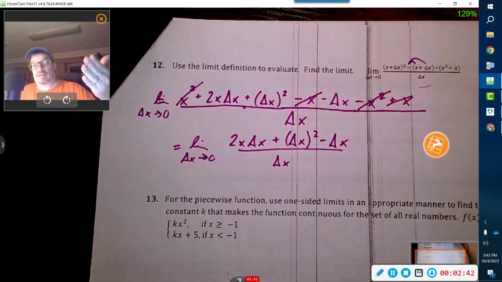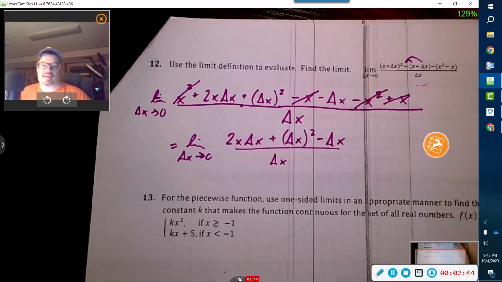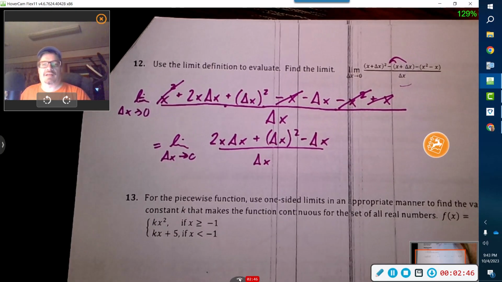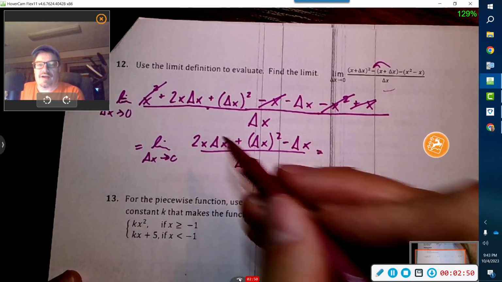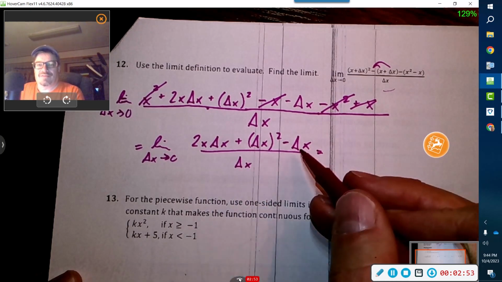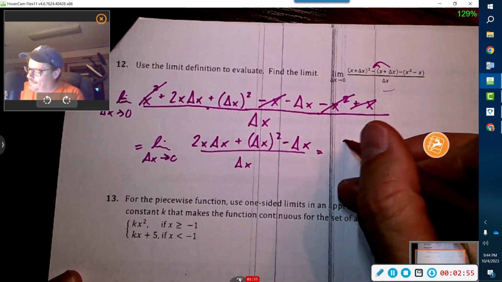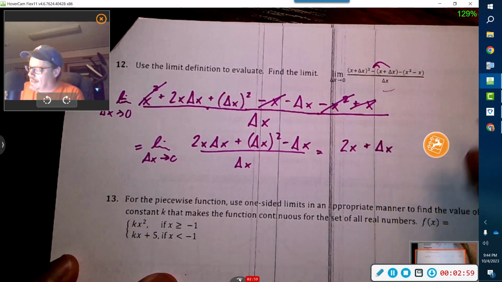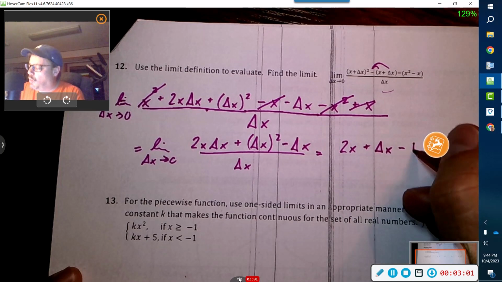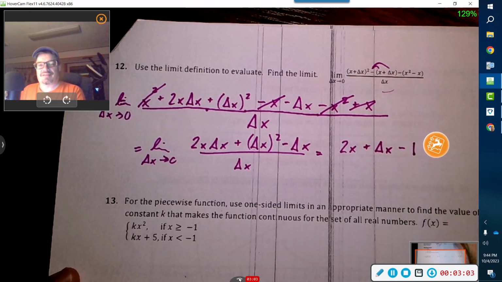And guess what they all have in common? A delta x. So we're going to pull a delta x out of each and every one of them. And so this guy will divide into there, he'll divide into there, and he will divide into there. What we'll be left with is just a 2x. We will have a delta x there, and then we will have a 1 here, because delta x divided by delta x is just 1.